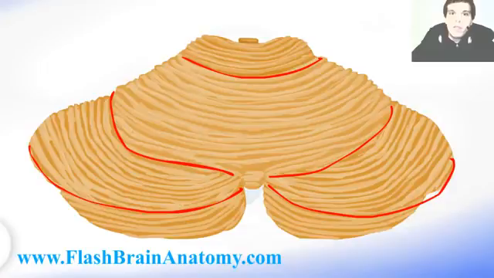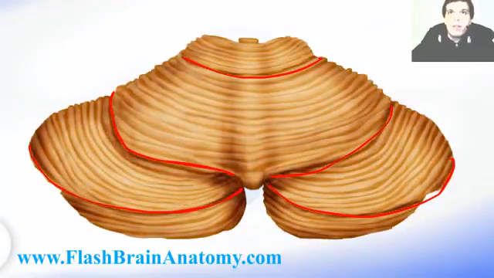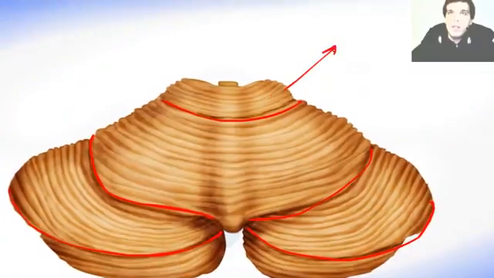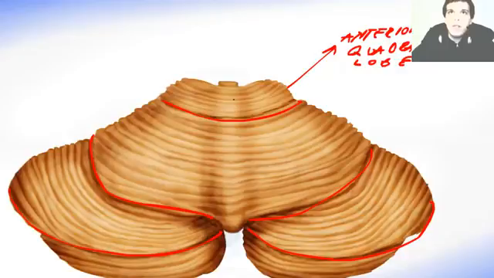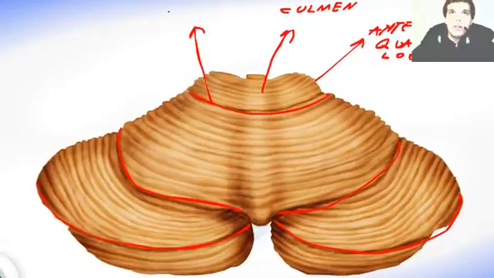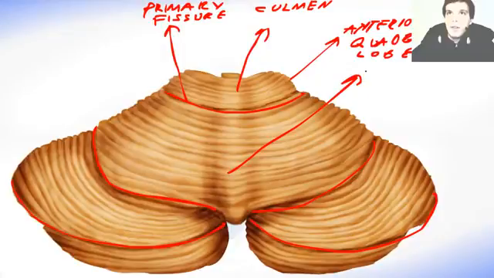Now I photoshopped this a little bit again, and let's write this all down. This was the anterior part of the quadrangular lobe. This was culmen. Then we had the primary fissure over here. Then comes the clive and the folium somewhere over here.